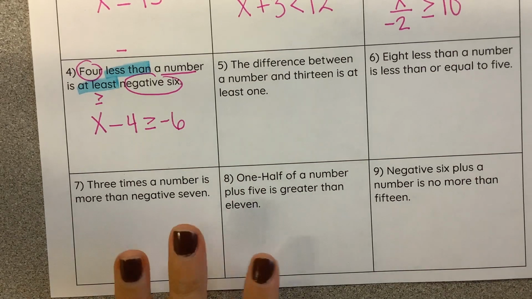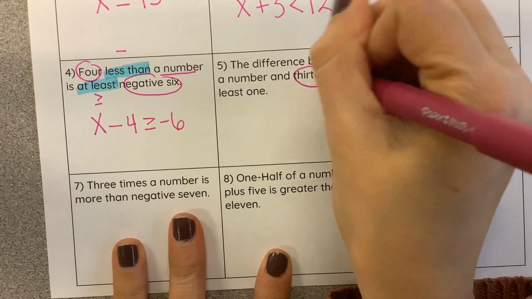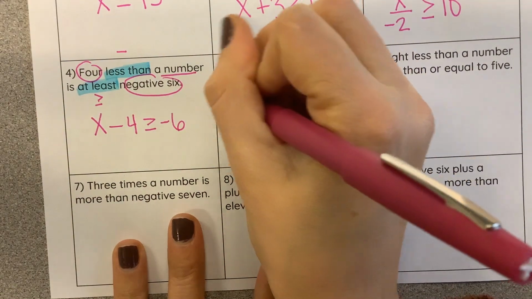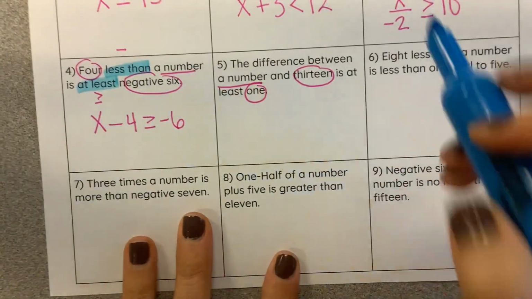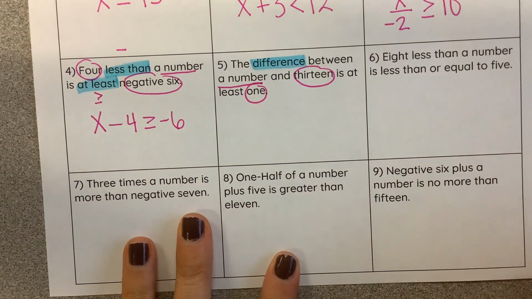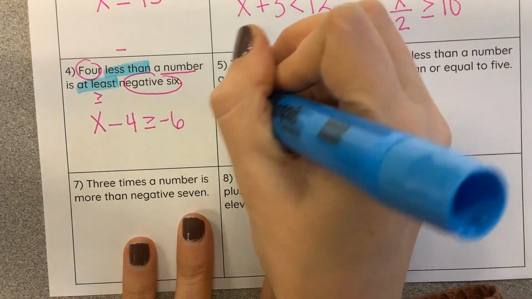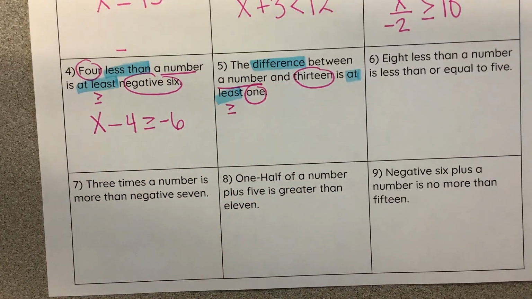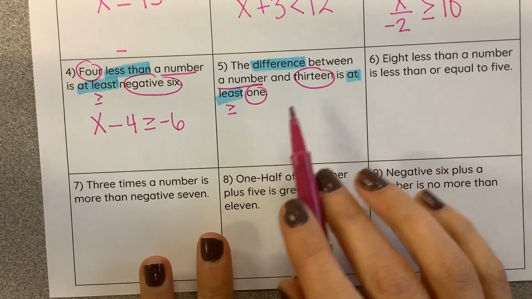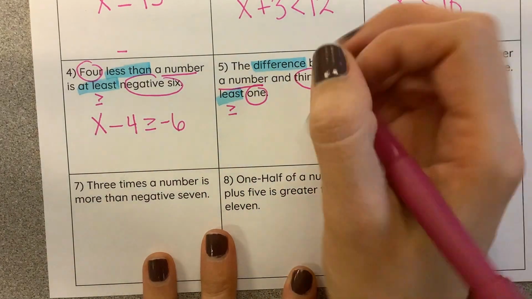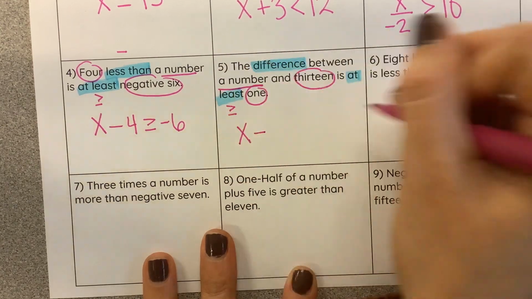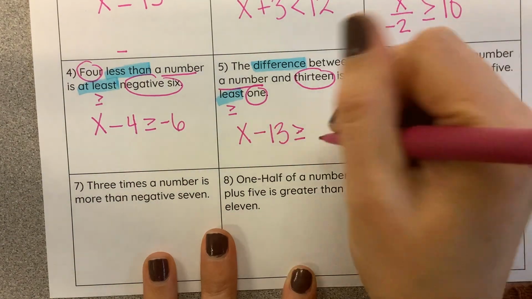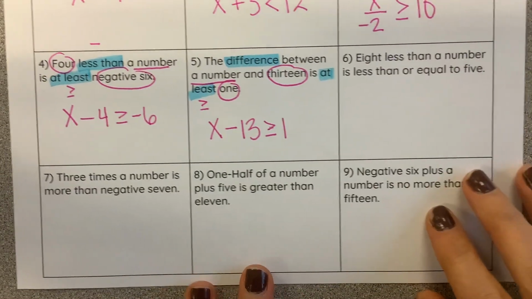Number 5, the difference between a number and 13 is at least 1. So I circled those numbers and underlined my unknown number. Difference tells me subtraction and is at least tells me greater than or equal to. So the difference between a number and 13, when it says difference, we can go in that order. So it's the difference between X and 13. So X minus 13 is at least, so greater than or equal to 1.